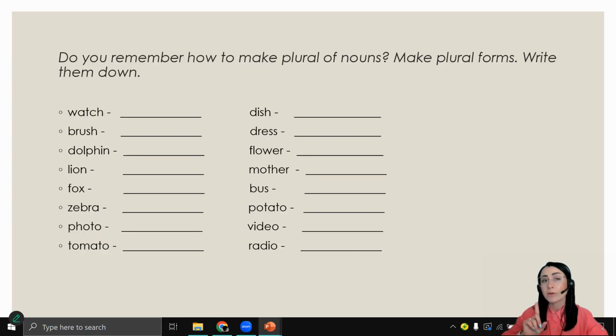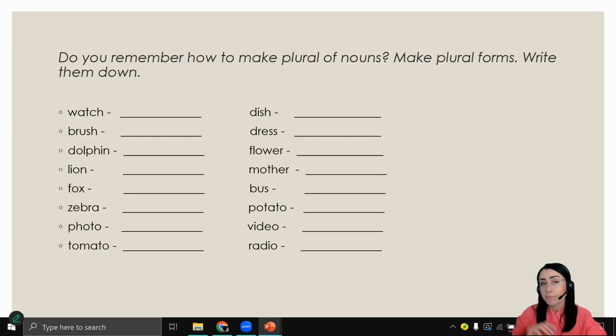Rule number 1. For most nouns, we add ending s to make them plural. For example, pen, pens, 1 pen, 2 pens, 3 pens, many pens. Rule number 2. If the word ends with s, double s, sh, ch, x, and o, to make a plural form, we add ending es. For example, dish, dishes, box, boxes.